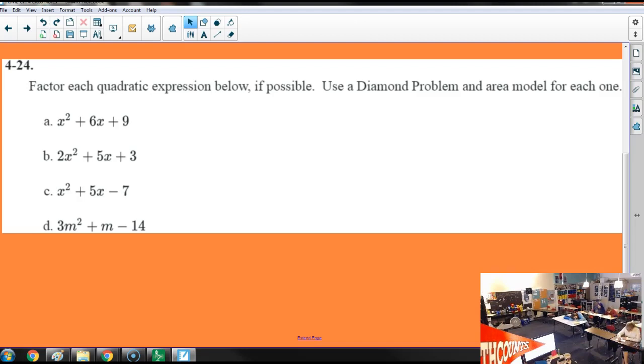If it's the same equation, would you write it as squared or would you just write it out? You can do either way. Which one are you talking about? A is x plus 3 times x plus 3. The cleaner way to write it is x plus 3 quantity squared.